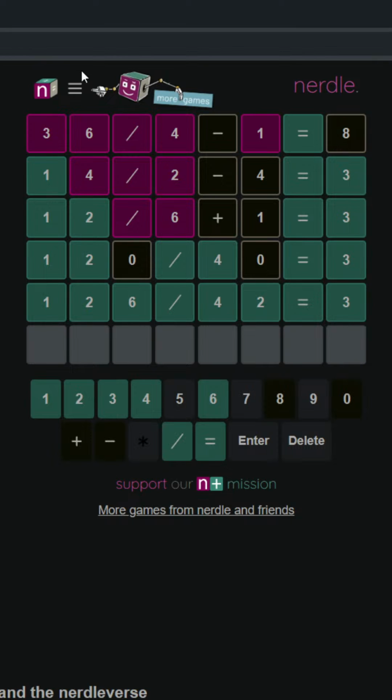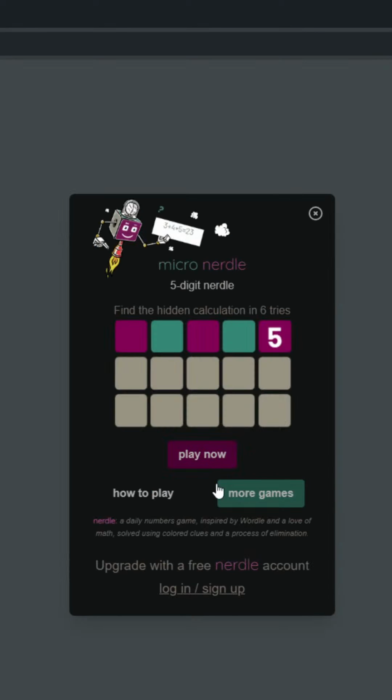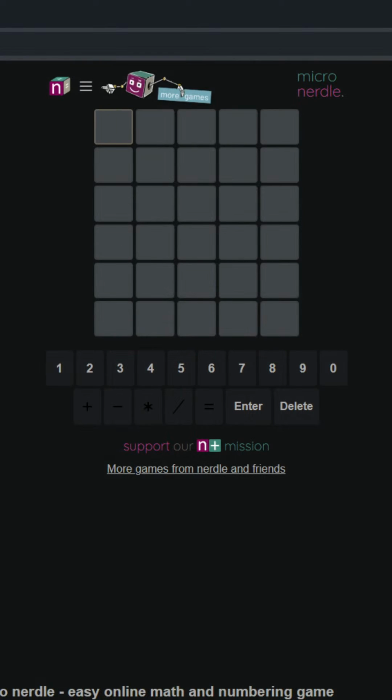All right, on to the next Nerdle puzzle then. Pretty happy I got this one in, what is it, 5 tries? Still some room for optimization though. I could have definitely used some of these a little bit better, but can't optimize everything in life. Let's try the micro so I don't have to think as hard. 5 digits is way easier.